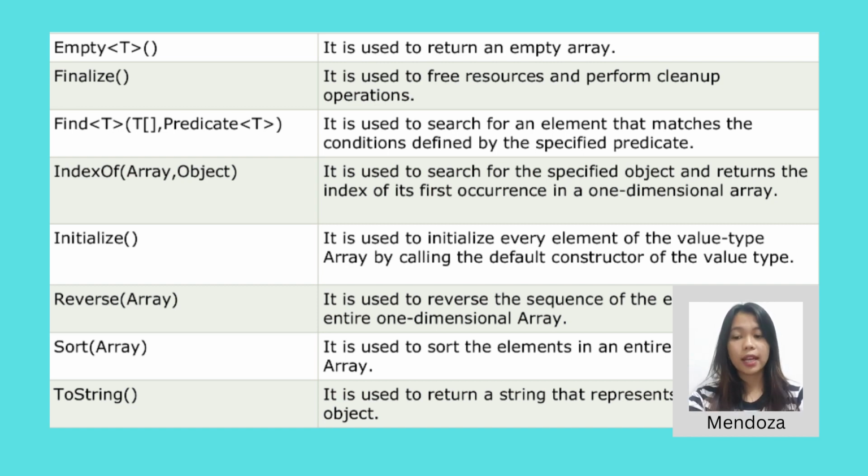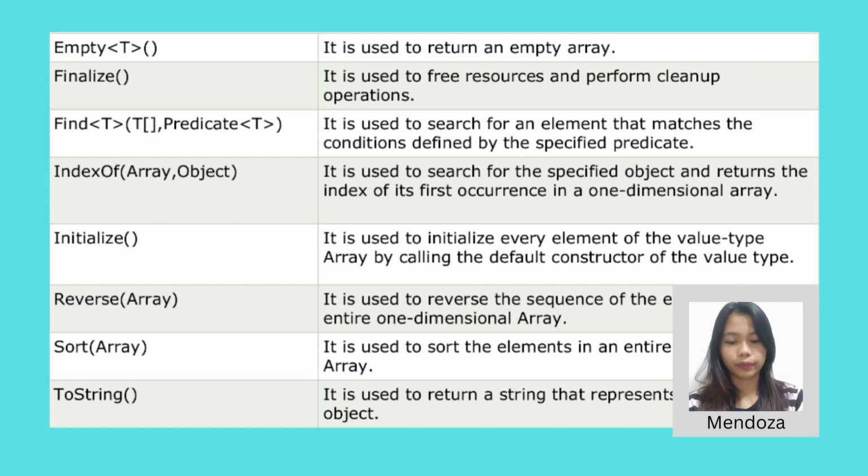Finalize. The finalize method is used to perform cleanup operations on unmanaged resources held by the current object before the object is destroyed. The method is protected and therefore is accessible only through this class or through a derived class.